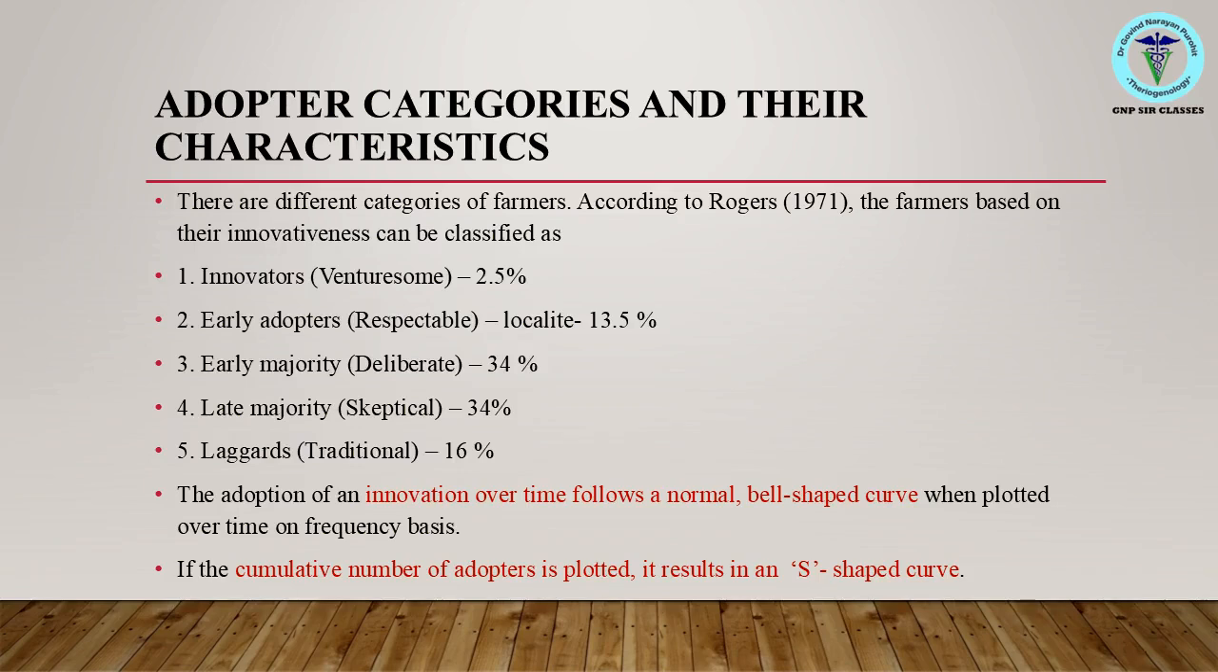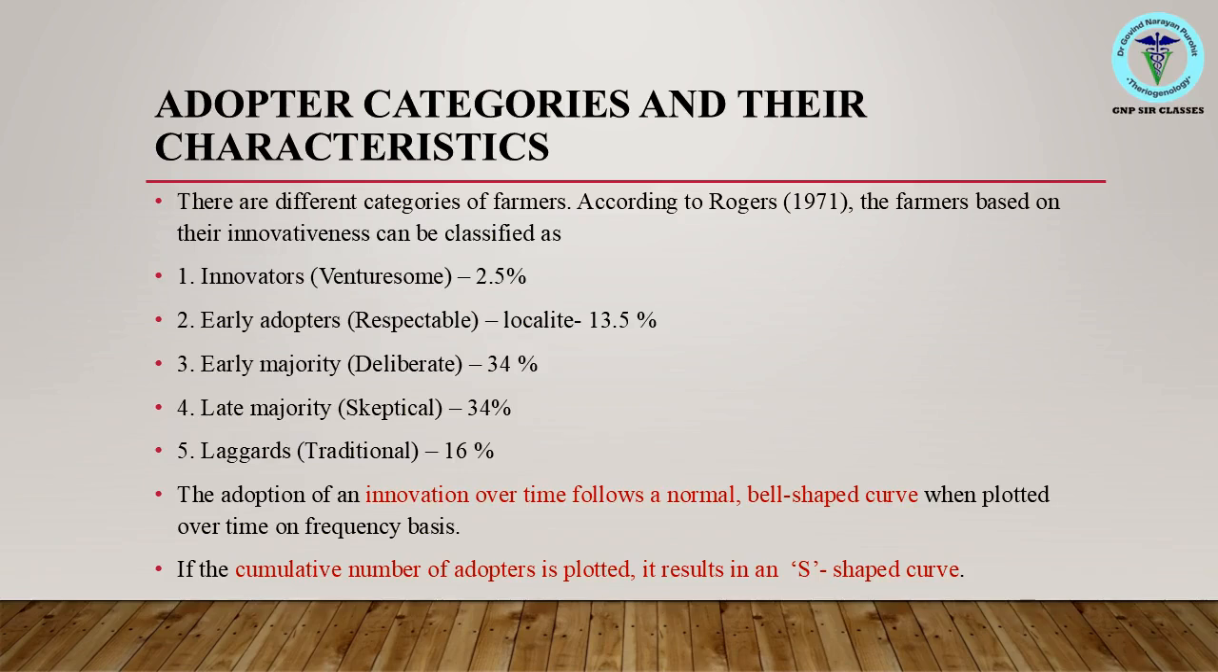Adopter categories and their characteristics. There are different categories of farmers. According to Rogers, 1971, the farmers based on their innovativeness can be classified as: 1. Innovators, venturesome, 2.5%. 2. Early adopters, respectable, localite, 13.5%. 3. Early majority, deliberate, 34%. 4. Late majority, skeptical, 34%. 5. Laggards, traditional, 16%.